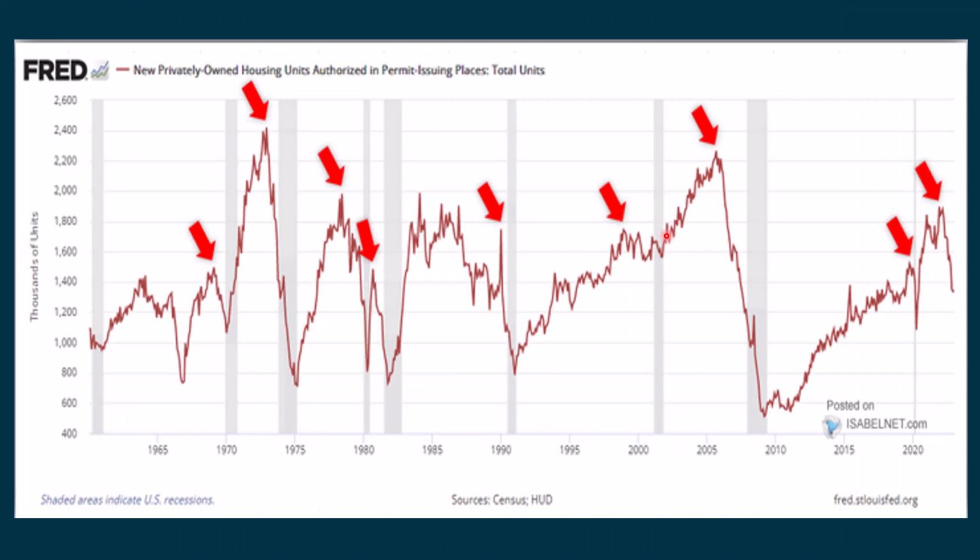This chart is from the Fed, and it measures newly private-owned housing units that are authorized in permit-issuing places. Really, we watch this when it starts to go up and then turn back down. A lot of times what will happen as it's going back down is we will run into a recession. Well, we've been going up and turning back down now. Is that going to lead to a recession at some point in the future?